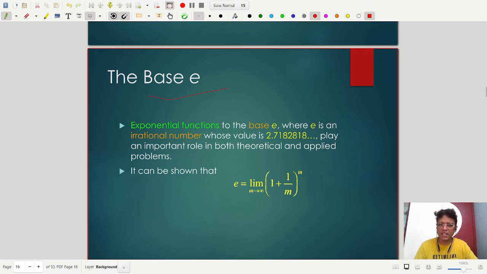Now the base e. The exponential function to the base e, where e is an irrational number, sometimes called Euler number, and whose value is 2.718, etc. It is an irrational number, playing an important role in both theoretical and applied problems. And it can be proved that e is equal to the limit as m goes to infinity of (1 plus 1 by m) whole to the power m. That this limiting value will be e. So the base of an exponential function can be e, and e is sometimes called an Euler number.